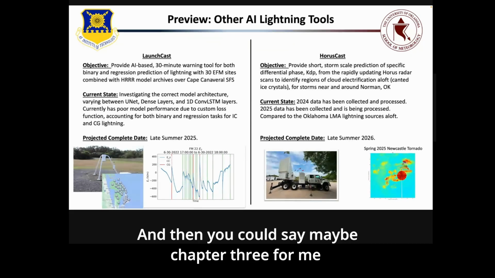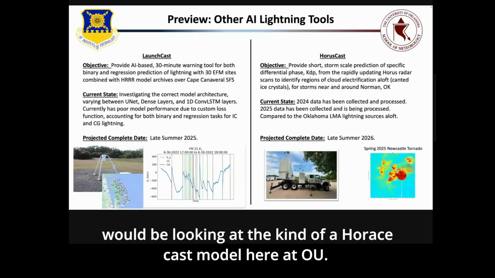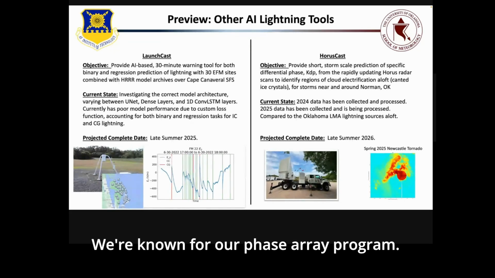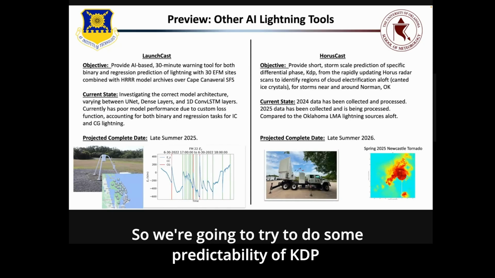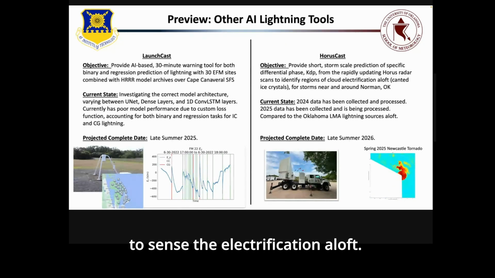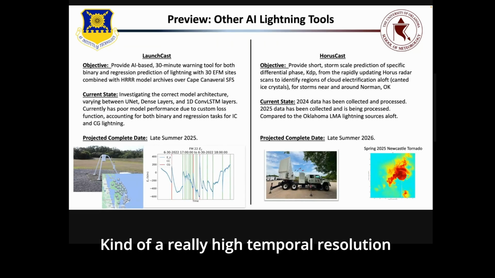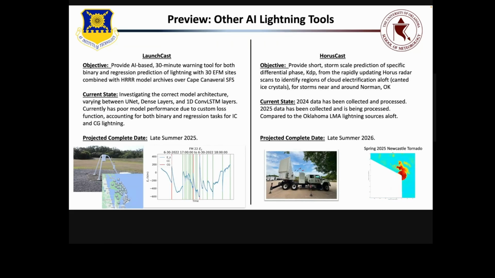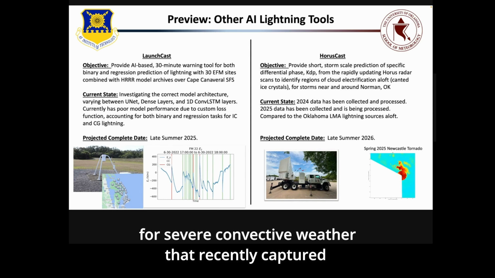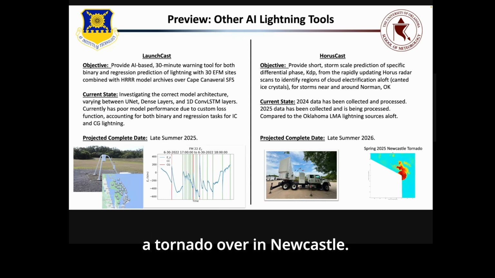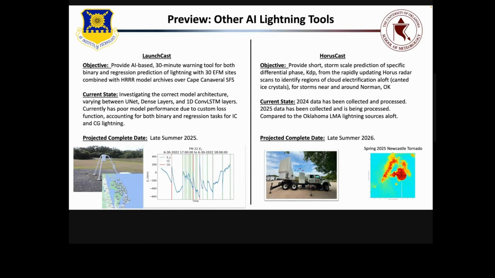And then you could say maybe chapter 3 for me would be looking at a Horus cast model. Here at OU, we're known for our phased array program, so we're going to try to do some predictability of KDP to sense the electrification aloft. I have some sample data from Horus playing down there in the bottom right, a really high temporal resolution view of severe convective weather that recently captured a tornado over in Newcastle.